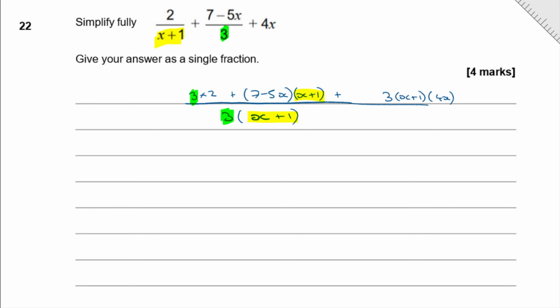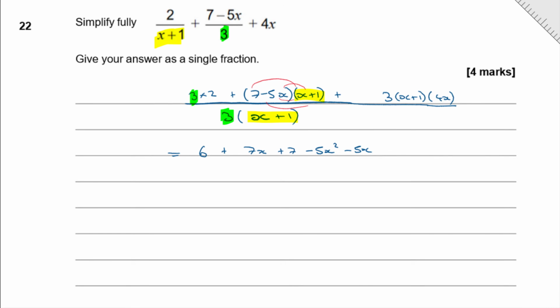Right, so then all I need to do now is simplify the numerator a little bit. So 3 times 2, that's 6. Then (7 - 5x) times (x + 1). I've got double brackets here, so I'm going to have to FOIL it: first, outside, inside, last. 7 times x is 7x. 7 times 1 is 7. Minus 5x times x is minus 5x squared. Minus 5x times 1 is minus 5x.